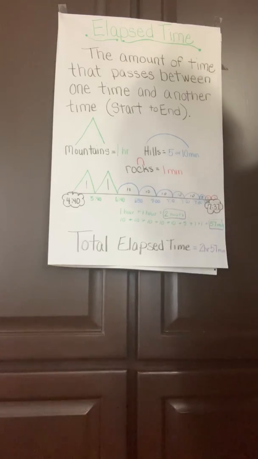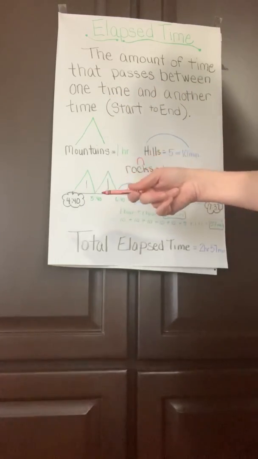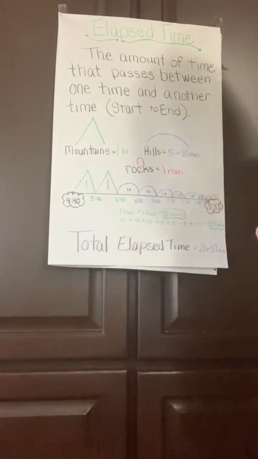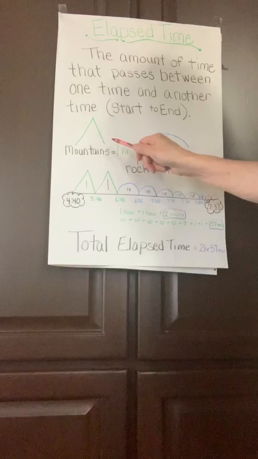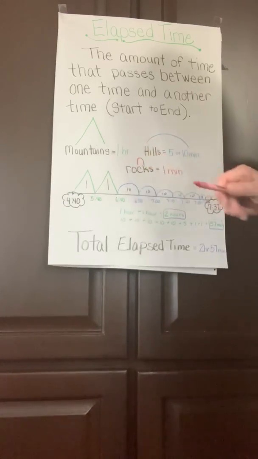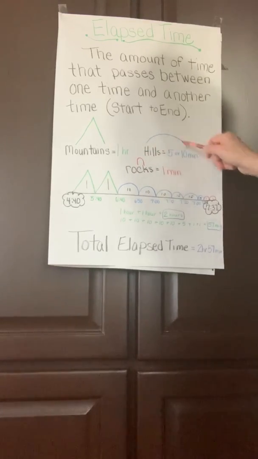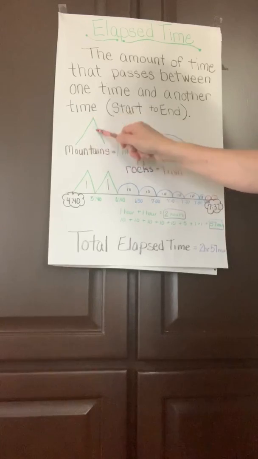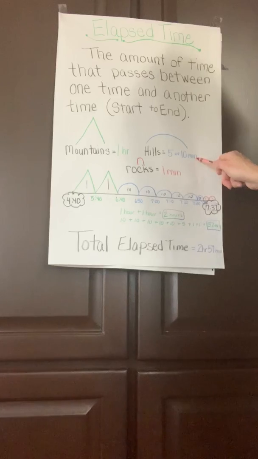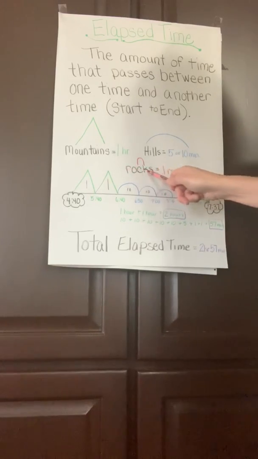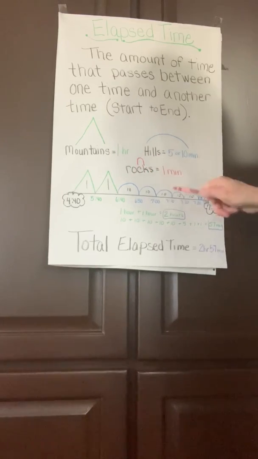One of the things I wanted to do is help you figure those times out by giving you a tool. I have used a peak that looks like a mountain, and that's going to represent 1 hour. Hills don't look like the peak, like the mountain. It just looks like a hill, and that's going to be 5 or 10 minute intervals. And rocks are just tiny little hoops that are going to represent 1 minute.